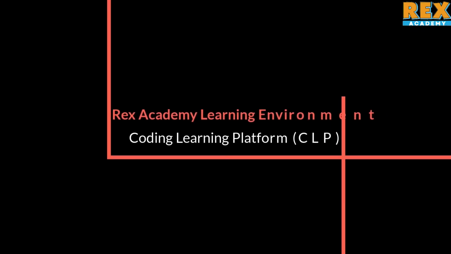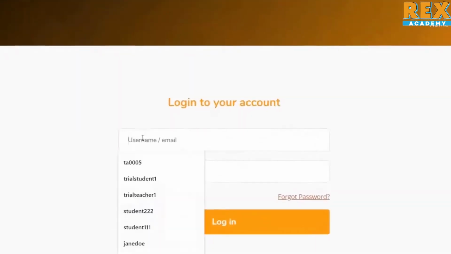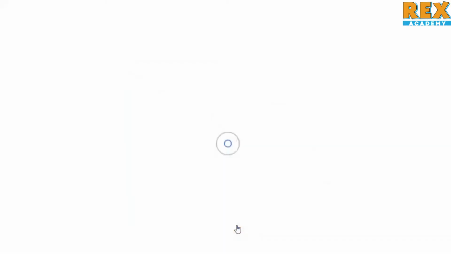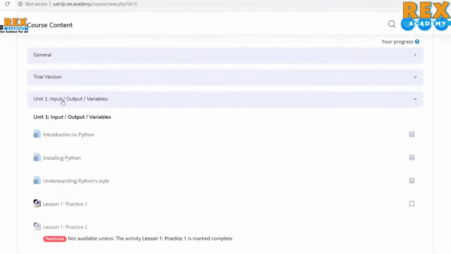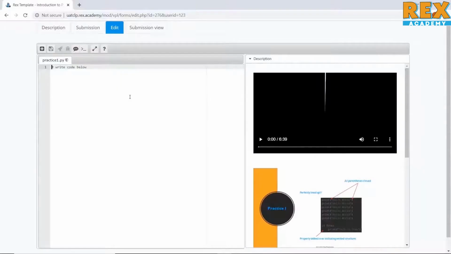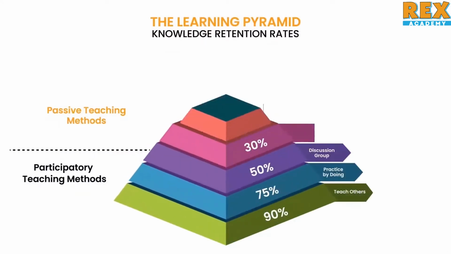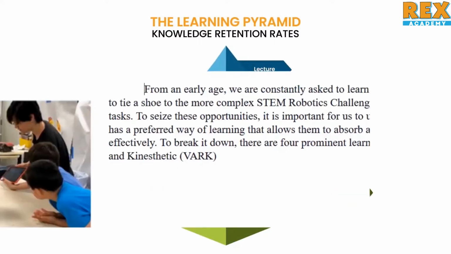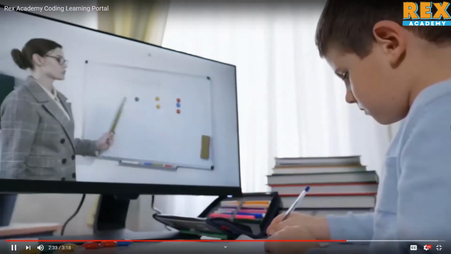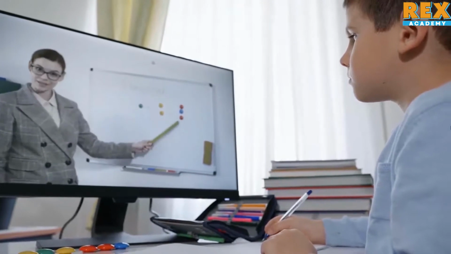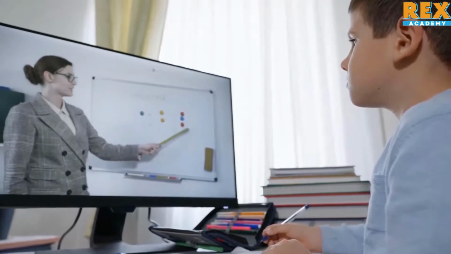The other big thing is our technology management system. CLP is extremely fluid, with each unit having labs, projects, and quizzes that are laid out seamlessly and very easy to use for students. Whether you're a visual learner, auditory learner, or kinesthetic learner, all styles have been considered when building Rex curriculum. Teachers also have the option of teaching the class remotely over Microsoft Teams, which is directly embedded into the CLP.